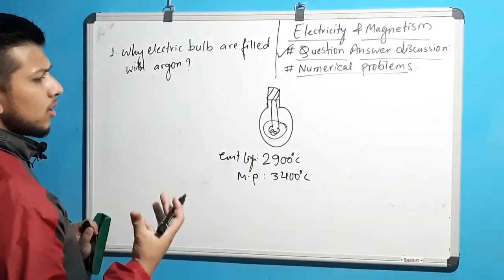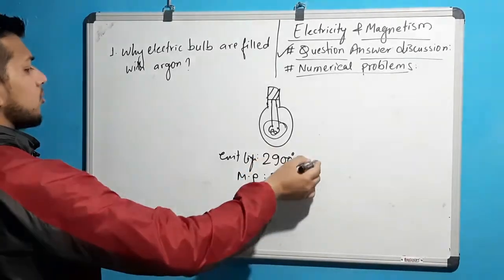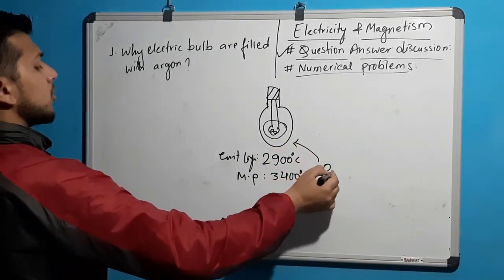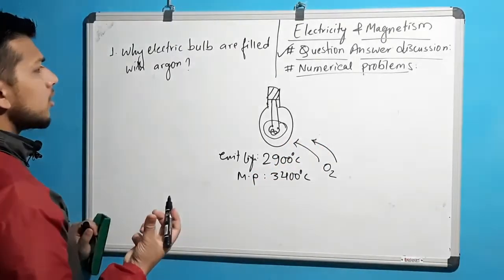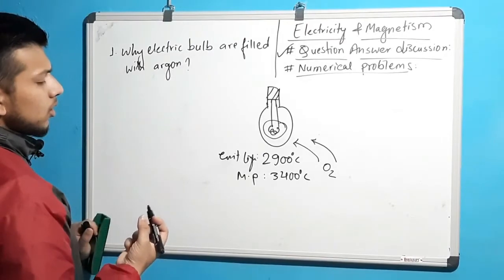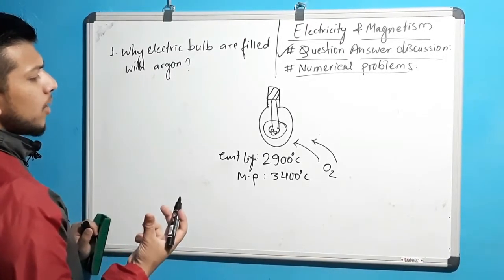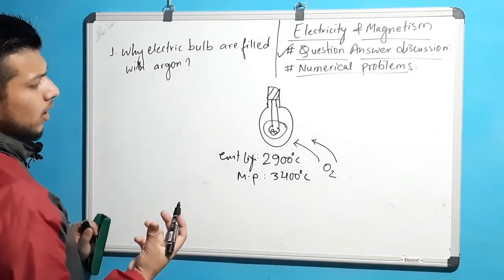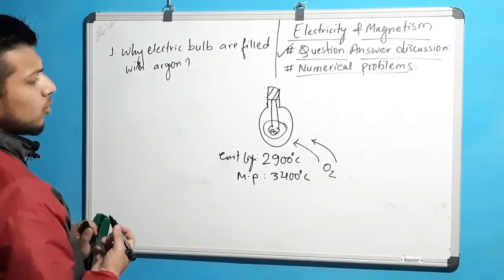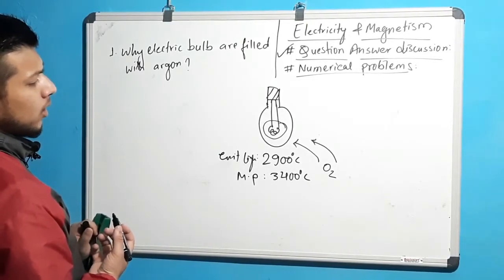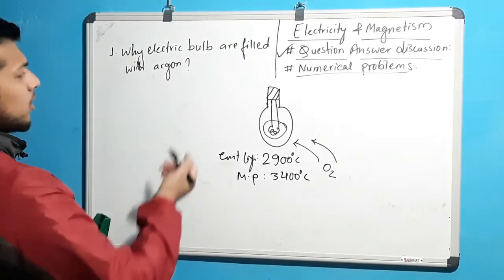When it is oxidized, its temperature becomes high. When it reacts with oxygen, it starts burning. As the burning continues, this is the oxidation process. In this oxidation process, the filament melts. Then the bulb becomes damaged. So we have to fill it with inert gas. This means argon.